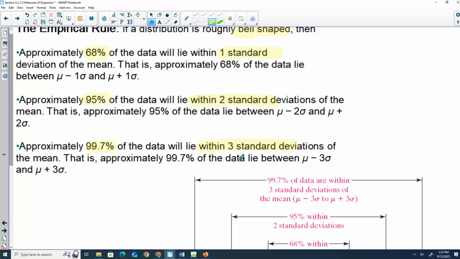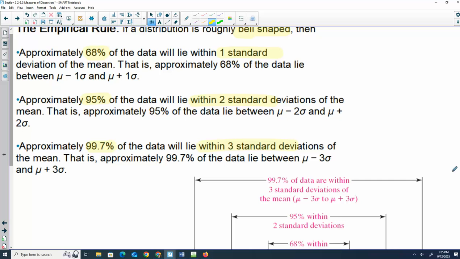Formula sheet. Does anyone have their formula sheet handy? Okay, look, right under variance, there is an empirical rule, and it has the 3 bullet points, and it tells you these percentages. So it's all given here. We just have to be able to apply it.